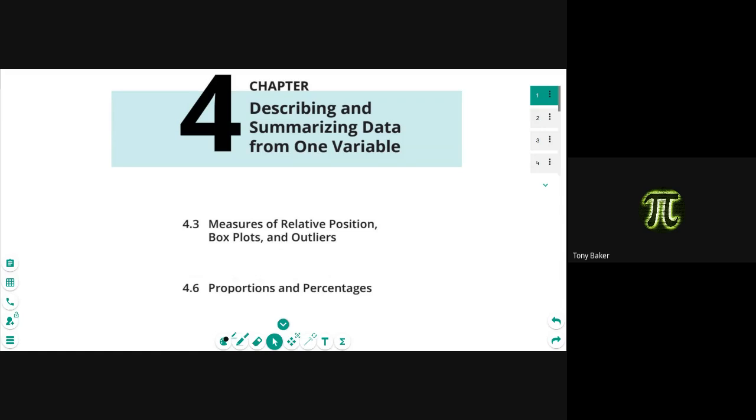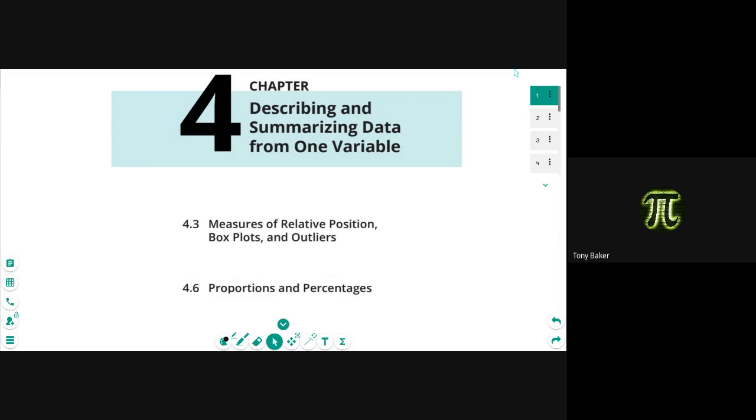We're gonna finish up chapter 4 today. We're gonna look at 4.3 and 4.6. We're not doing 4.4, 4.5. Those two homework assignments are not part of your list anyway, so you don't have to worry about those. So today we're going to look at relative position. We're going to look at percentiles. We're going to look at the box and whisker plot, and we're going to get an actual definition for how to find outliers as well.